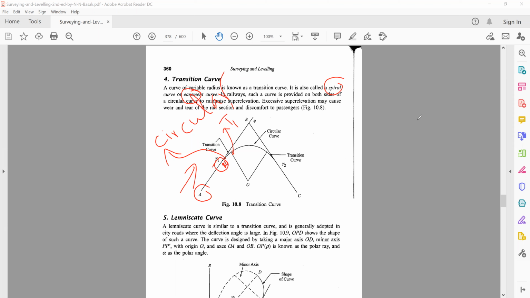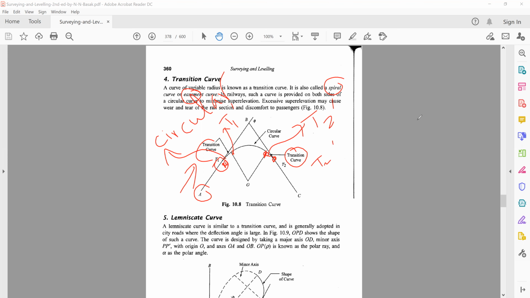So you can say that the curvature is much lesser. It's very smooth. Now from the point T1 dash to this point, which I would call T2 dash, you have the simple circular curve. And from the point T2 dash to the point T2, you again have a transition curve.